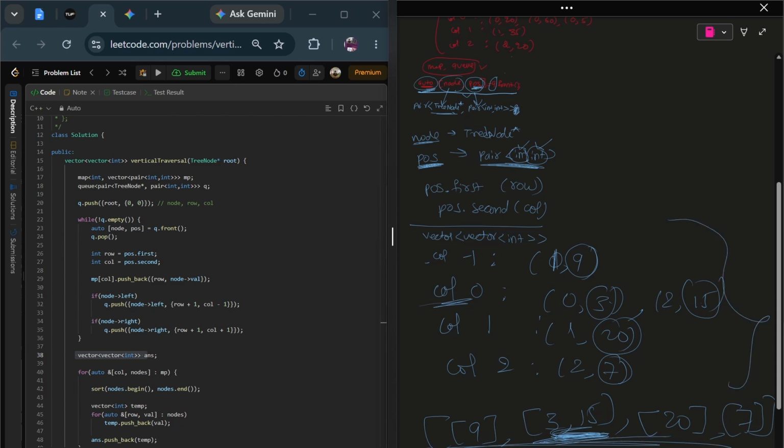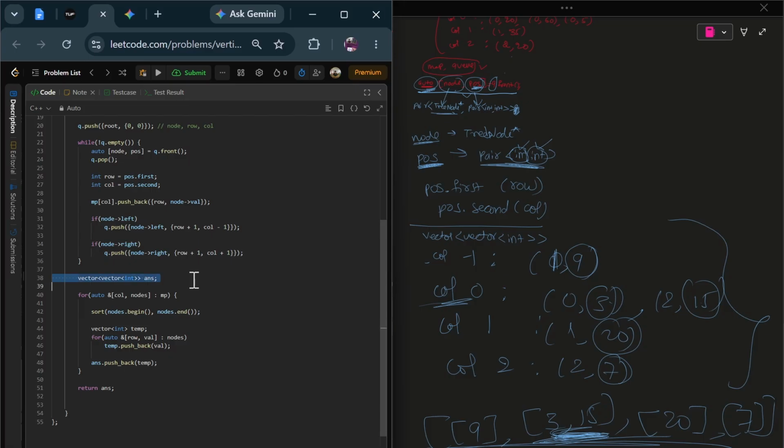Okay, so I am declaring the answer and I am having the for loop. In the for loop again I am calling auto. In the map I am calling the key as column and the value as nodes. I am sorting the nodes over here, which means I am sorting this 3 and 15. After that I am declaring a temp. I am populating the temp with the help of these lines.